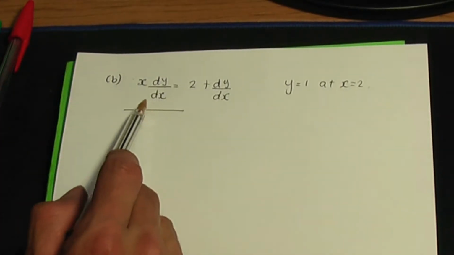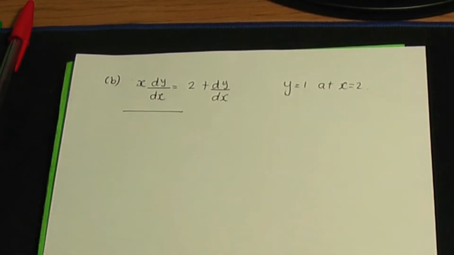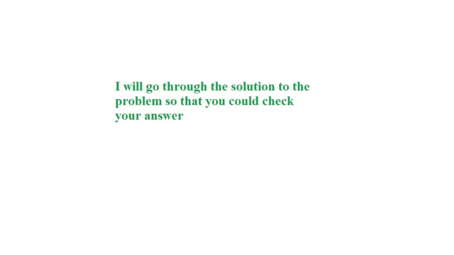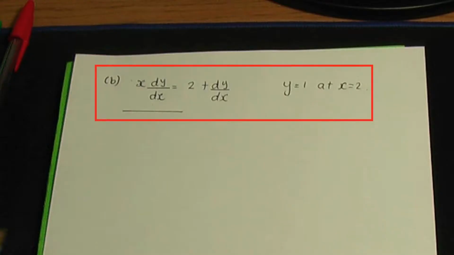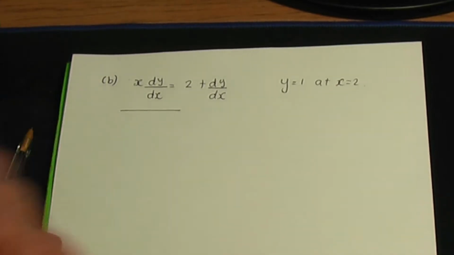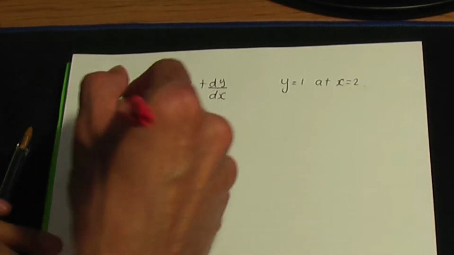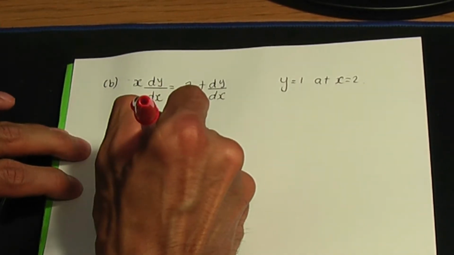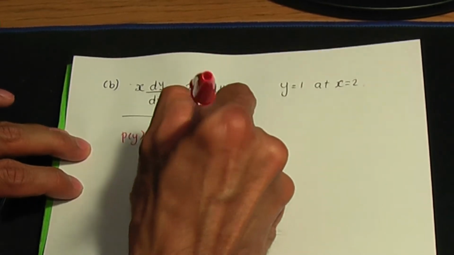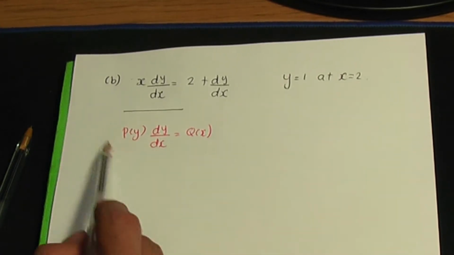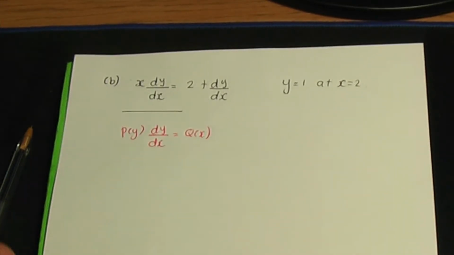So x dy over dx equals 2 plus dy over dx. Okay, so first of all, let's rearrange this and see whether we have a first order differential equation. Let's try to rearrange this in order to get p(y) dy over dx equals q(x). So let's investigate whether we can rearrange this equation in this form.